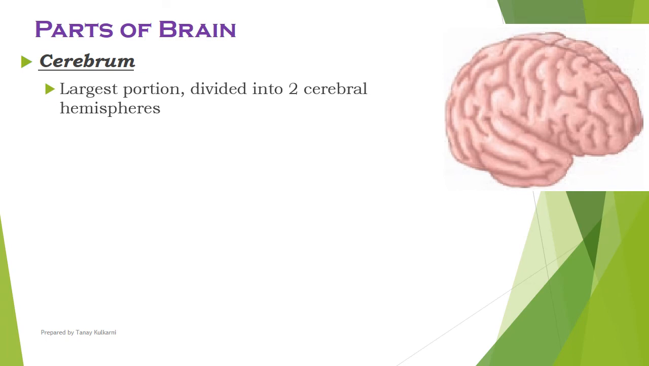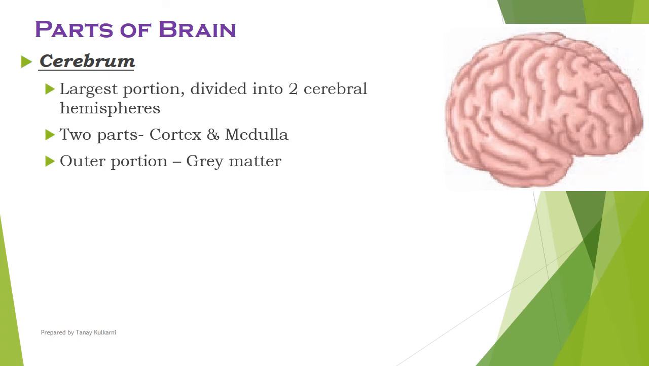It is the largest portion of our brain, and it is divided into two parts called cerebral hemispheres, the right cerebral hemisphere and the left cerebral hemisphere. Each hemisphere is hollow internally, and the walls have two regions. The outer part is called cortex, while the inner part is called medulla. Now we will alter these terms. The outer part is called cerebral cortex, and the inner part is called cerebral medulla. So please note down these words, cerebral cortex and cerebral medulla.